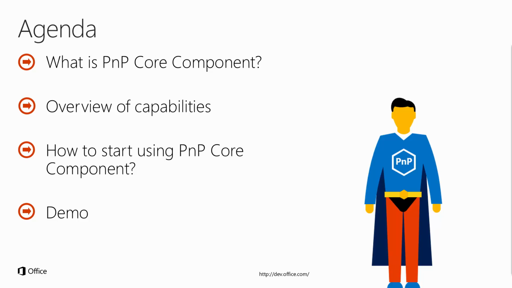Within this video, we're going to concentrate on a high-level introduction to the PnP core component. So what is the PnP core component all about? We're also going to talk about the key capabilities of the PnP core component relatively fast, as we will have separate videos deep diving on those individual capabilities. And then we're going to talk about how you can start using the PnP core component. It is released as a NuGet package in the NuGet gallery, so you can easily consume that from any managed code or .NET Framework code-based solutions. And we also have a demo around how to get started using the PnP core component NuGet package.